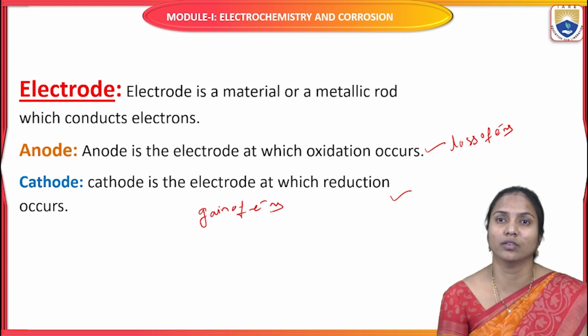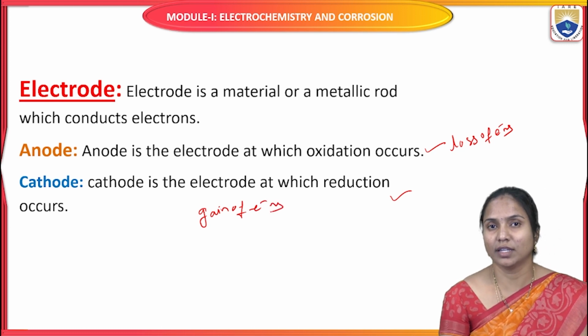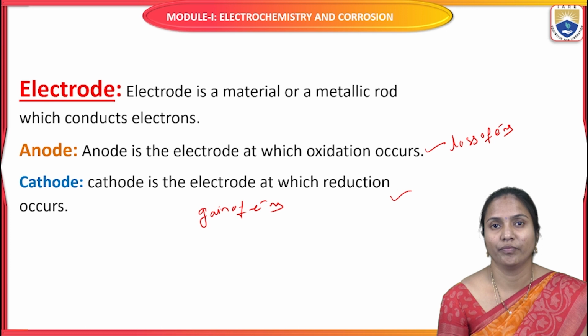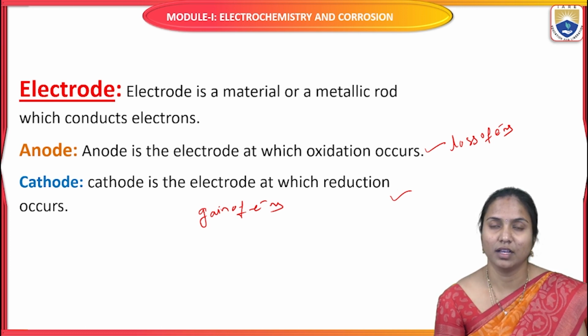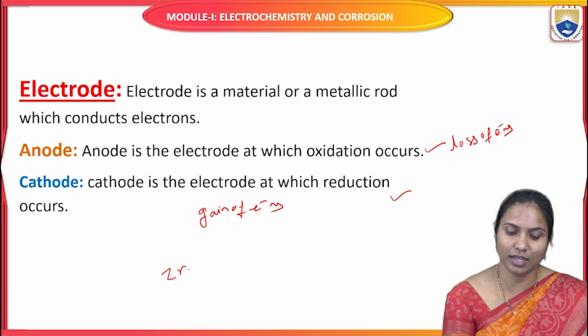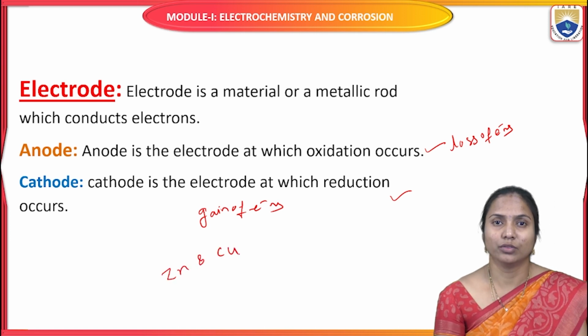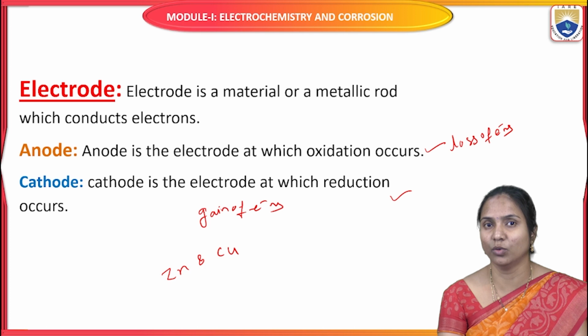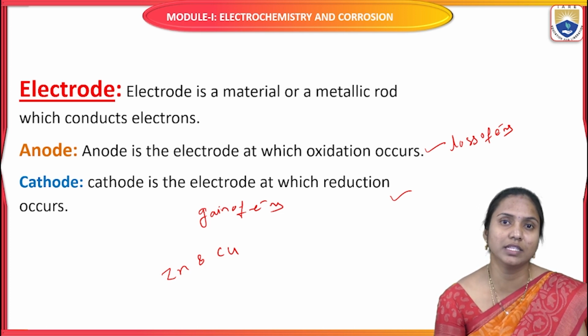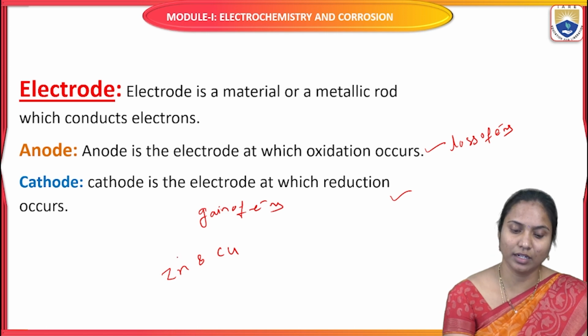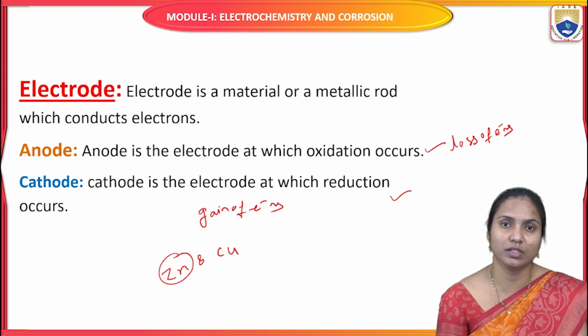Gain of electrons. So anode and cathode are the electrodes at which oxidation and reduction reactions take place. For example, in zinc and copper, zinc always acts as anode and copper always acts as cathode according to the electrochemical series. So zinc undergoes oxidation. Just now we discussed oxidation means loss of electrons.